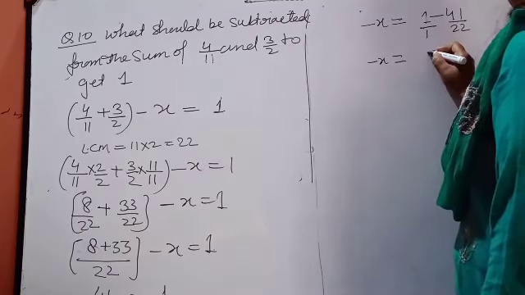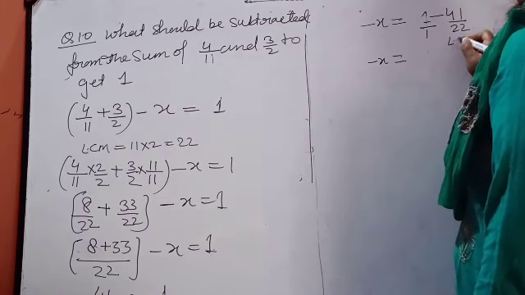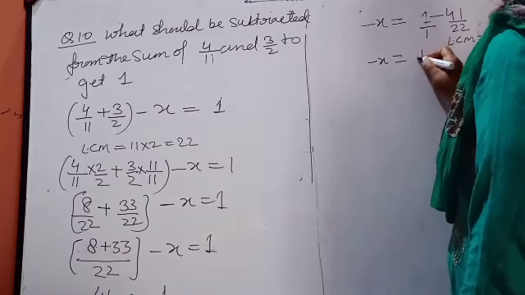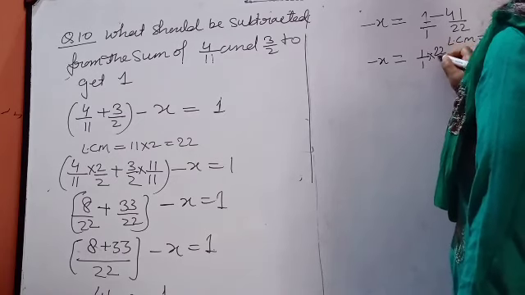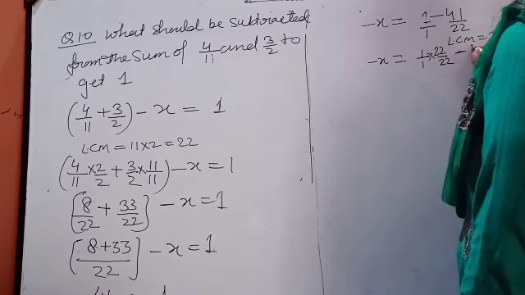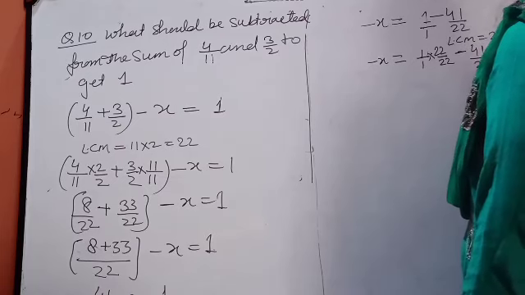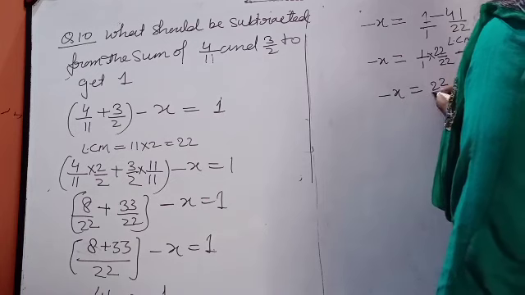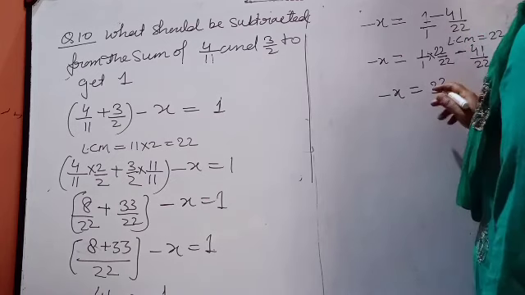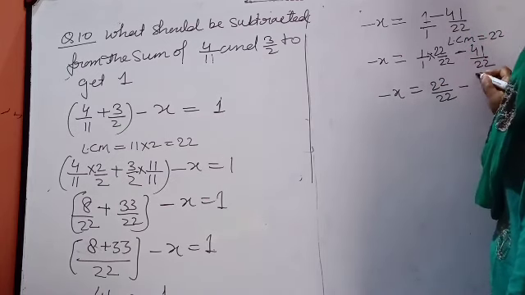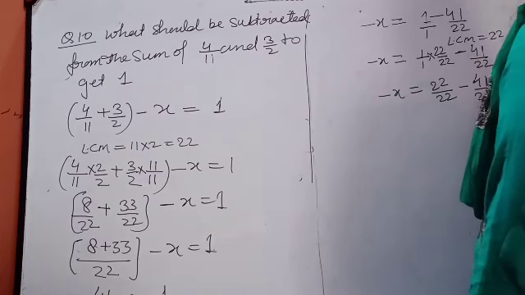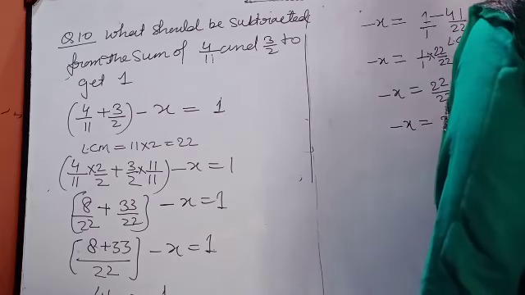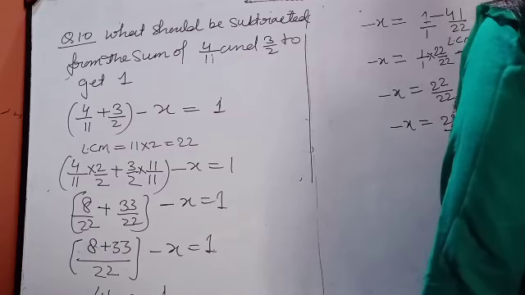So what will it become? Take the LCM of 1 and 22, the LCM is equal to 22. So the first fraction will be multiplied: 1 upon 1 into 22 upon 22. The second fraction will remain the same, 41 upon 22. So minus x is equal to 22 upon 22 minus 41 upon 22. Don't cancel it, otherwise it will be difficult to calculate.